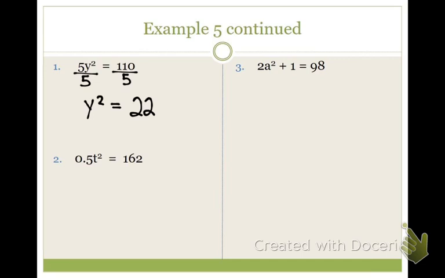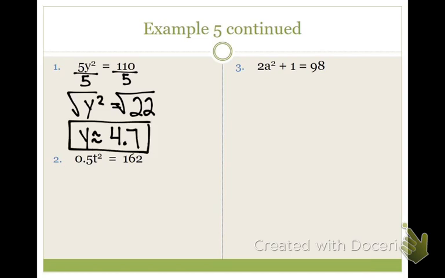So what do I do now? What do I do next? Take the square root of both sides. And y is approximately 4.7. I still need to do that rounding to the nearest tenth. Go ahead and try number 2.